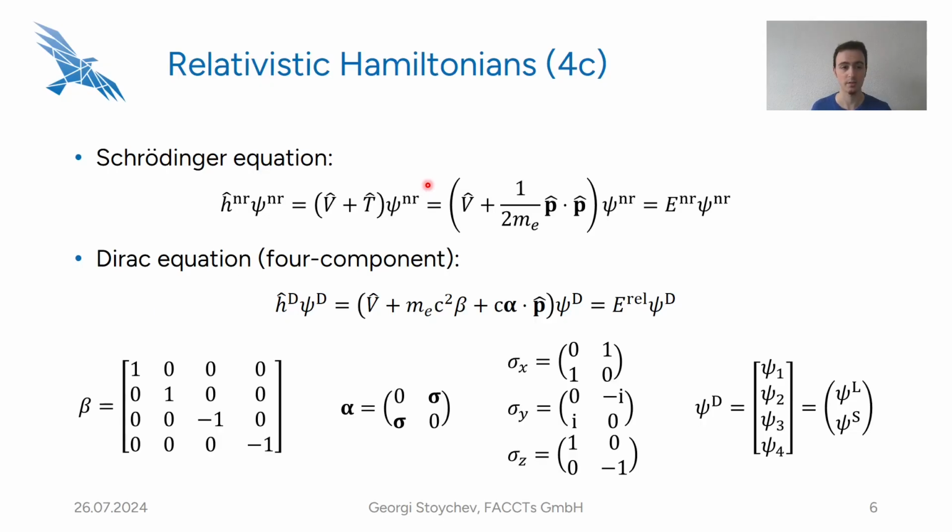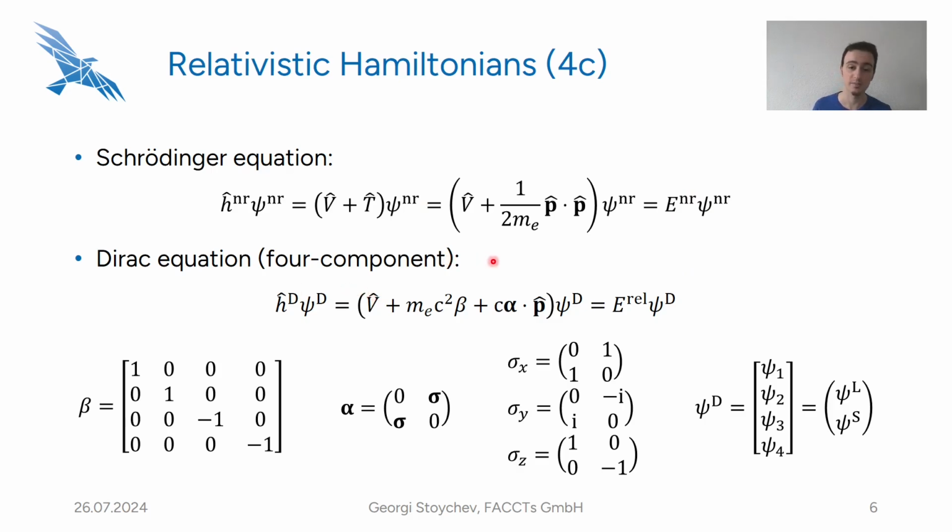In non-relativistic calculations, we start from the Schrödinger equation, where we have a non-relativistic Hamiltonian that contains a potential and kinetic component that operate on a wave function, and that gives us the non-relativistic energy.